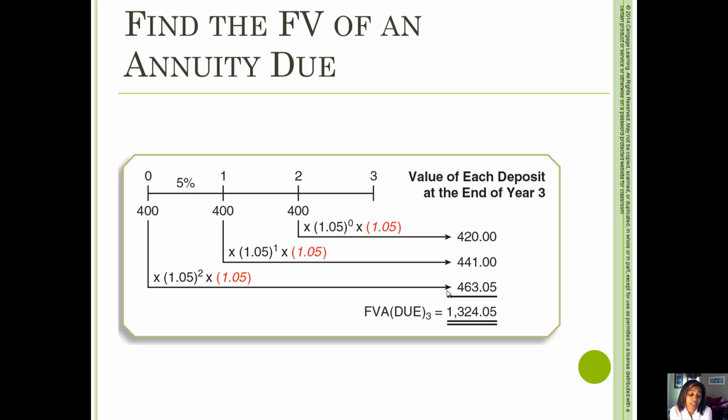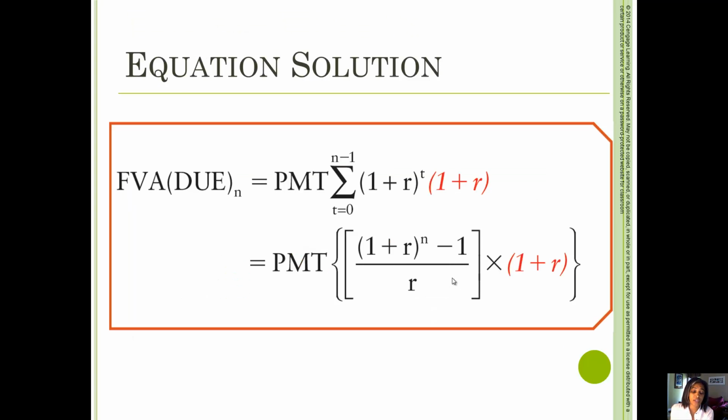Now, what if it's an annuity due? Remember, the difference with an annuity due is that the payments are at the beginning of the period. So we're basically just backing up one period if you look at this on the timeline. Because we're backing up one period, we're going to earn interest longer, so the future value will be higher, $1,324.05. Using the equation you see in the red, there's an extra little part that you have to add to this.